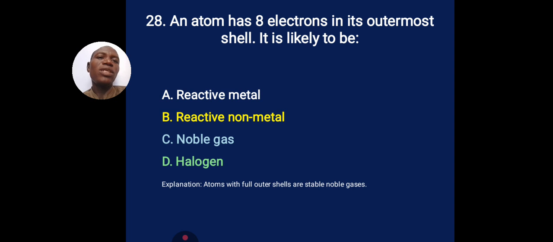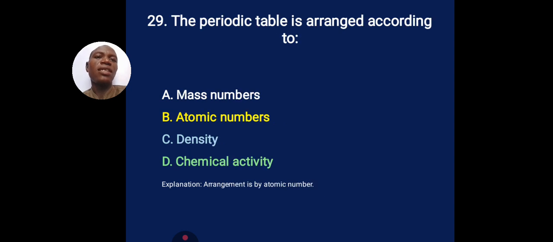28. We are coming to an end. An atom has 8 electrons in its outermost shell. It is likely to be, so the outermost shell of an element has 8 electrons. What is it likely to be? It is likely to be a noble gas because the outermost shell has been filled up with the 8 electrons as required for a neutral atom. So the correct answer is noble gas.